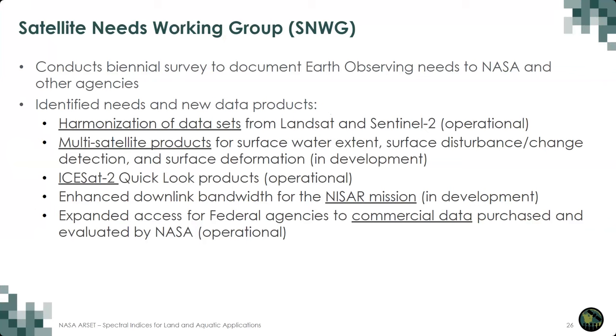The Satellite Needs Survey obtains information about key federal agency objectives that require the application of satellite Earth observations, as well as specific measurement requirements. The survey is conducted to identify potential data gaps in the current NASA program of record and existing data resources that meet agency needs. These are a few examples of the Satellite Needs Working Group solutions that are being implemented to meet agency needs.